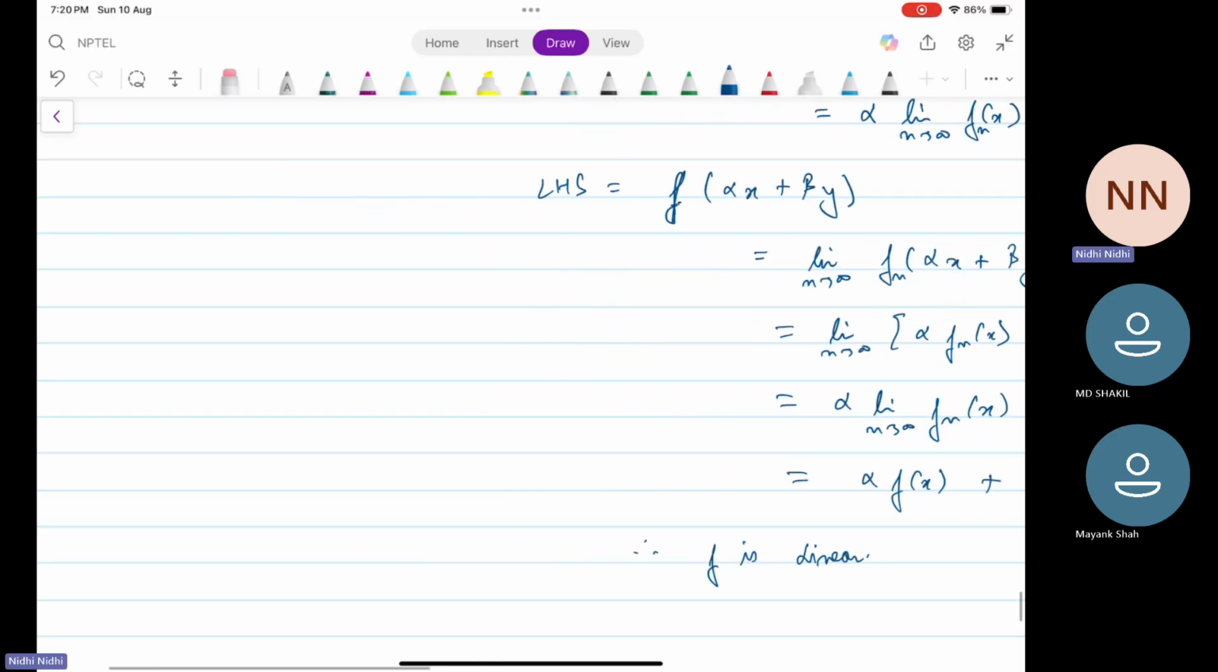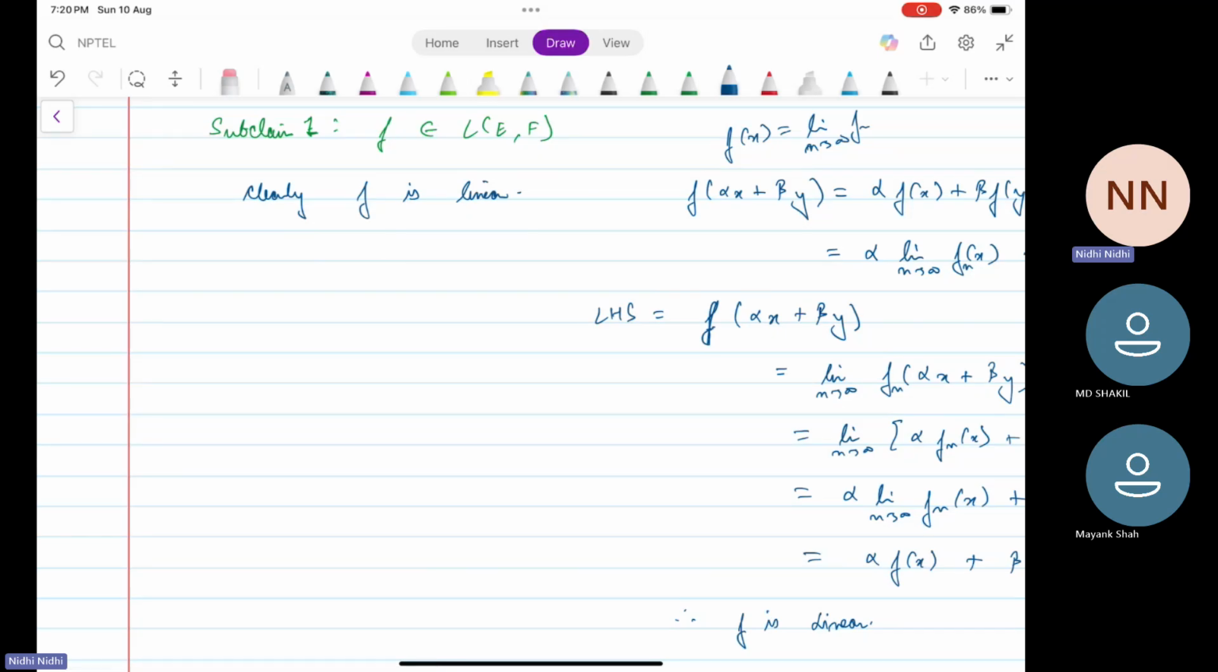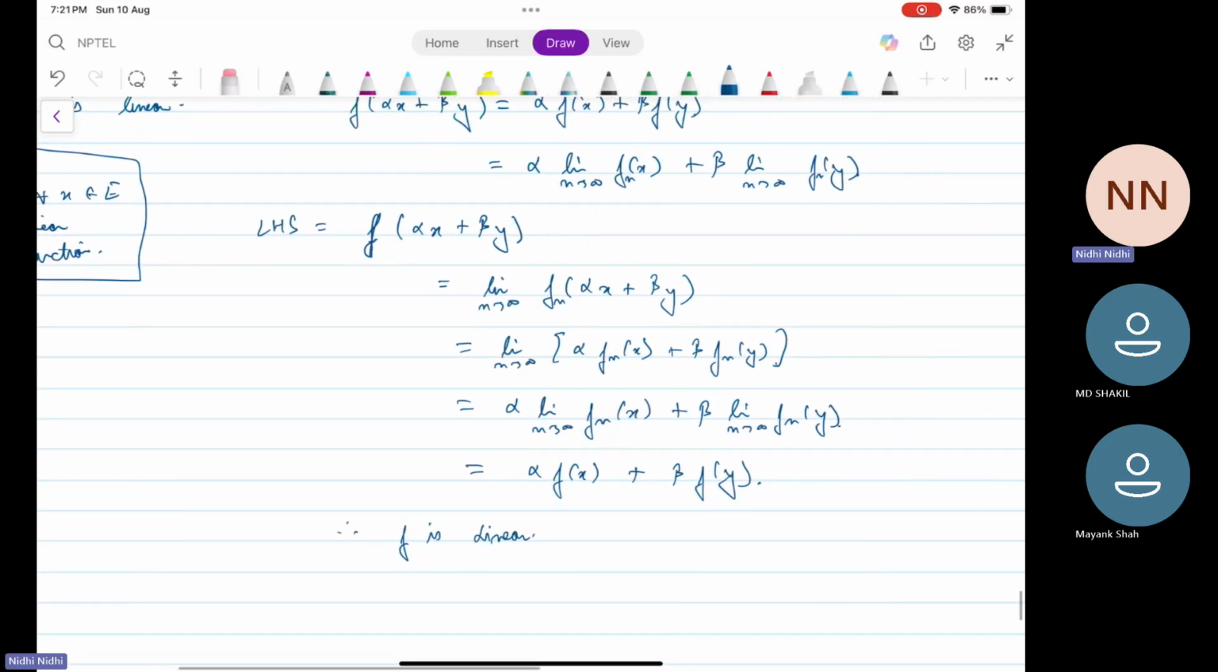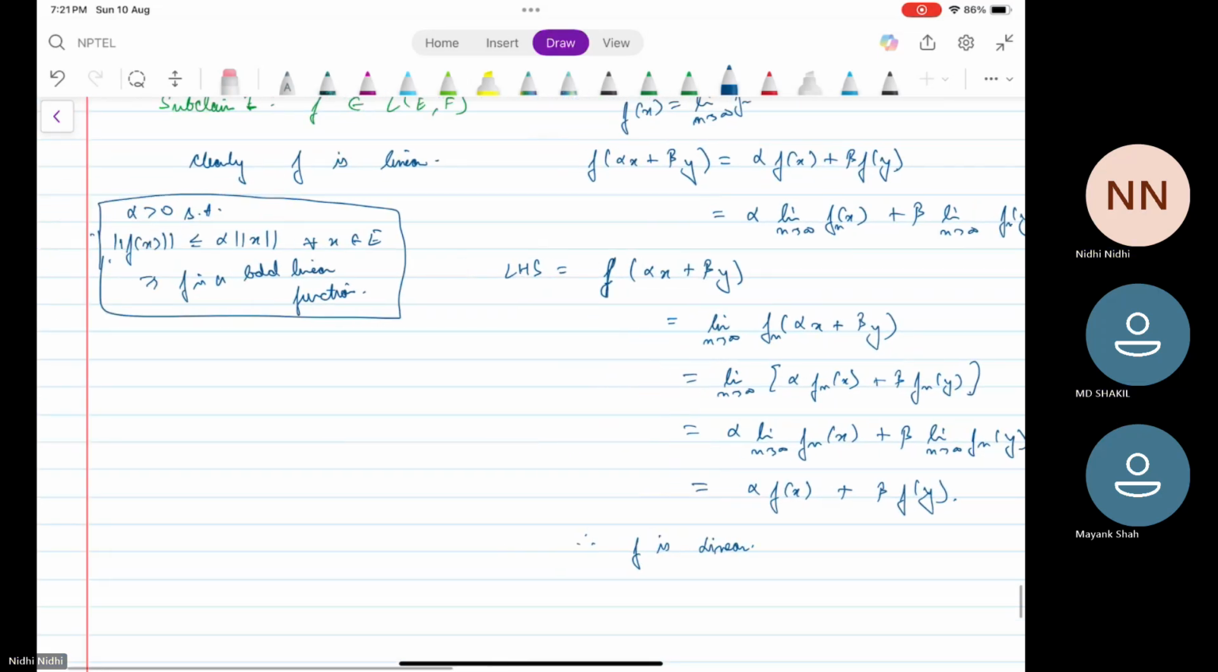Then we know that if a function is linear and there exists some positive alpha such that norm Fx is less than or equal to alpha times norm x for every x in E, then we say that F is a bounded linear function. So all we need to show is that such a condition holds. Linearity is clear. This comes from the linearity of the functions Fn and the algebra of limits. Yes, ma'am. Okay. Thank you.